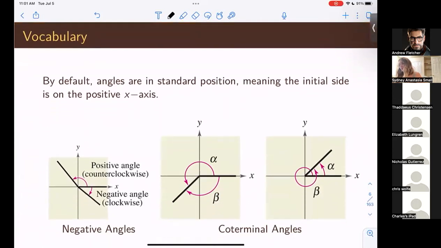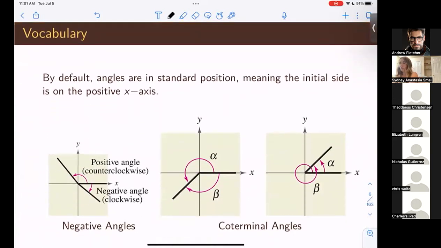But okay, so a little bit of vocabulary to start off. By default, angles are in what we call standard position, where the initial side is on the positive x-axis. And all that means, say this is our axis, that means that the starting position, what we consider where 0 degrees is going to be right here. And then the angle can be here or here or here, but the starting ray of the angle will always just be lying right here. That is standard position, and that is mainly what we will be working with in this class.